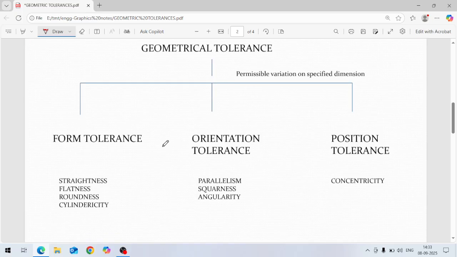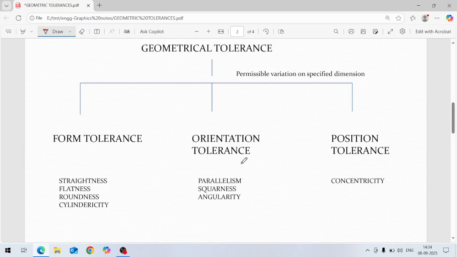So what is form tolerance? It means shape, where it has no other reference, only the shape of the object. Just like straightness, flatness, roundness, and cylindricity. So these are form tolerances, the shape and geometry of the object.